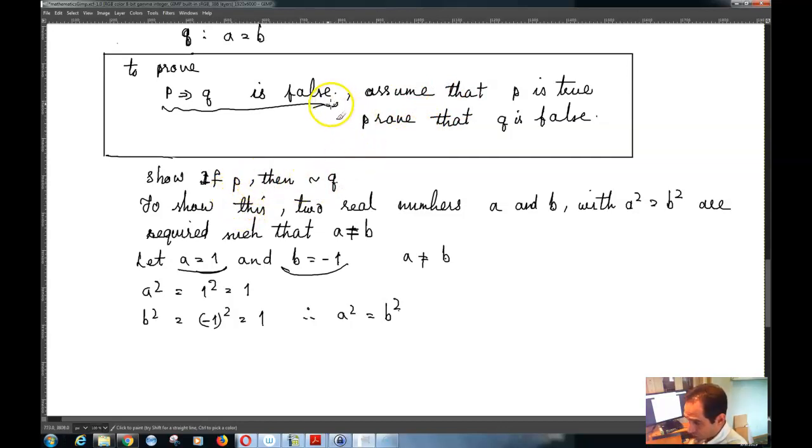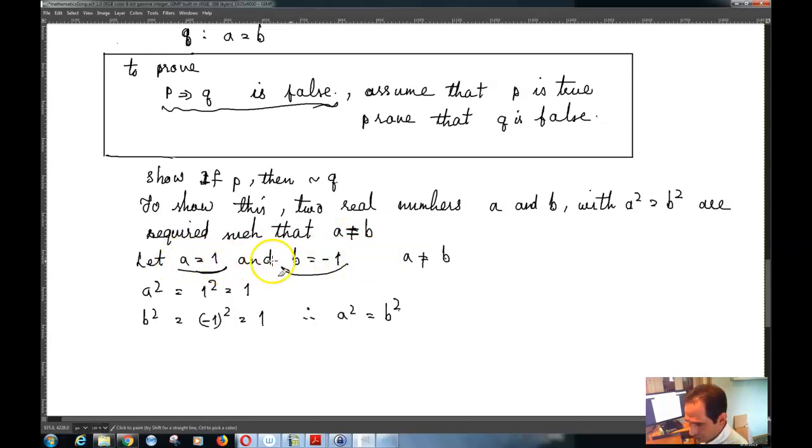Now, to show this using the method of counterexample, what we do here is that two real numbers a and b with a squared equal to b squared are required such that a is not equal to b. And then you can pick any two real numbers, for example, -1, +1, -2, +2, -3, +3, because those numbers are going to be squared. And when you square these two numbers, you're going to get the same numbers. When you square -2 and +2, in both cases you're going to get a +4, and so on and so forth.